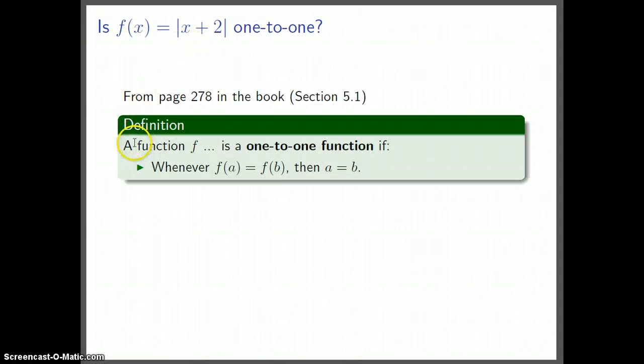So from the book, there's a definition, and the book actually gives two definitions, but we're going to look at one of them today. This is basically verbatim, reading straight out of the book: a function f is a one-to-one function if whenever f of a equals f of b, then a equals b. Or let's say this in different words, if you have two output values, two y values of the function f, if they're equal, then it's because you were using the same input.